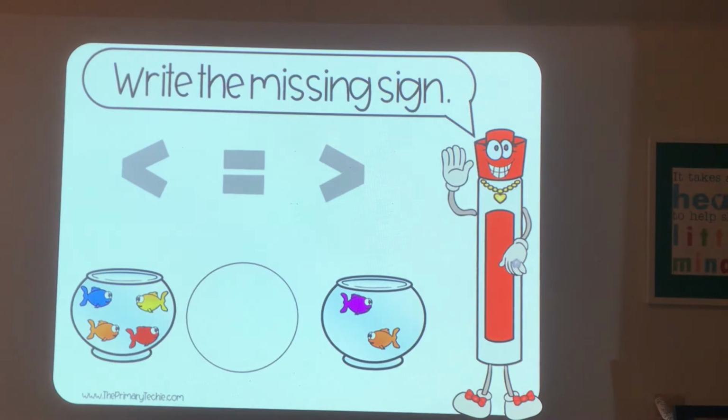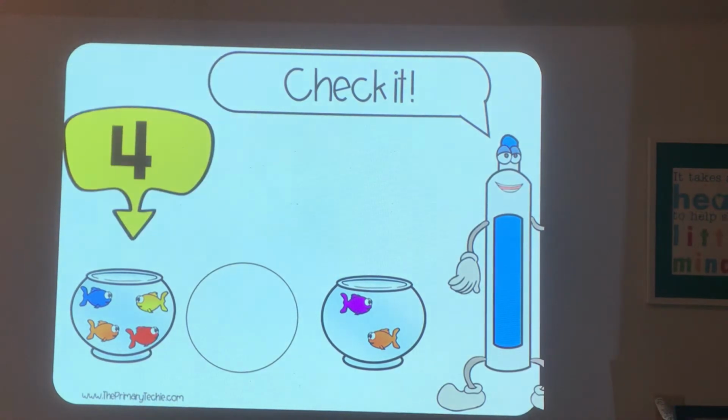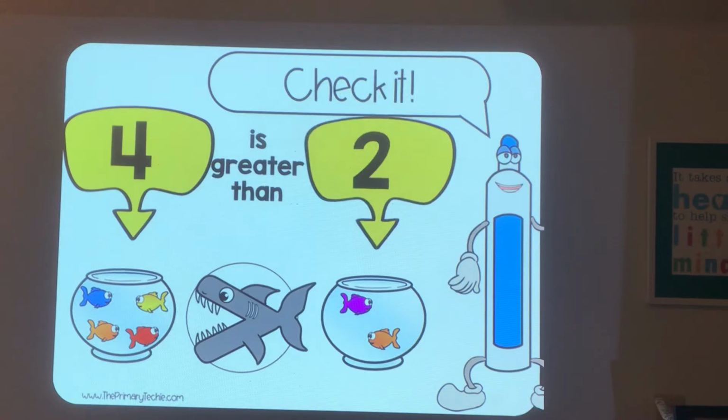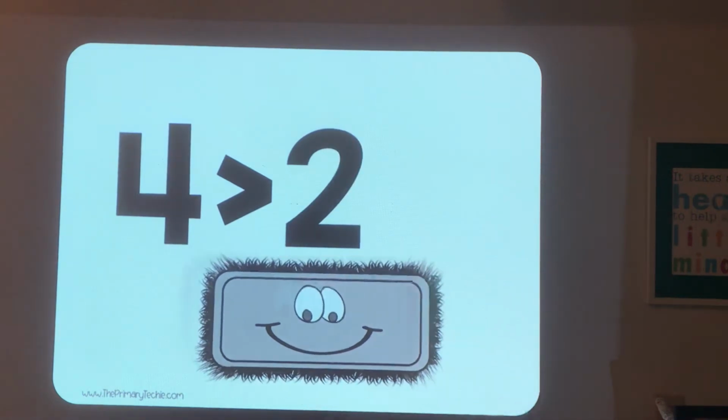Write the number of the first fish bowl. Write the number of the second fish bowl. And put the sign in between. Now we're going to check it. 4 is greater than 2. The big opening should be toward the 4. 4 is greater than 2.